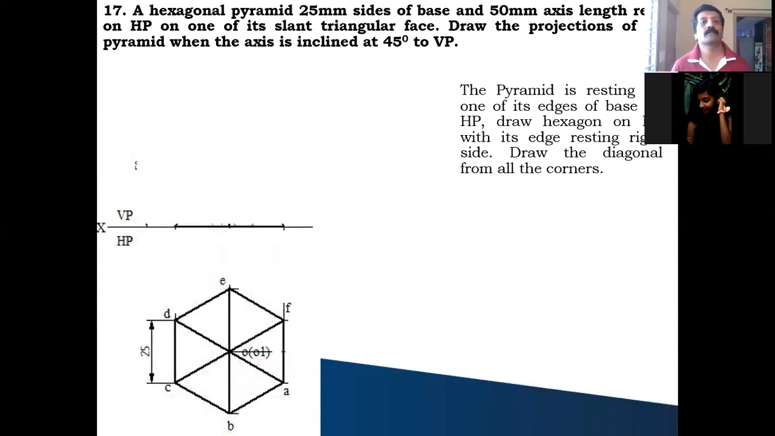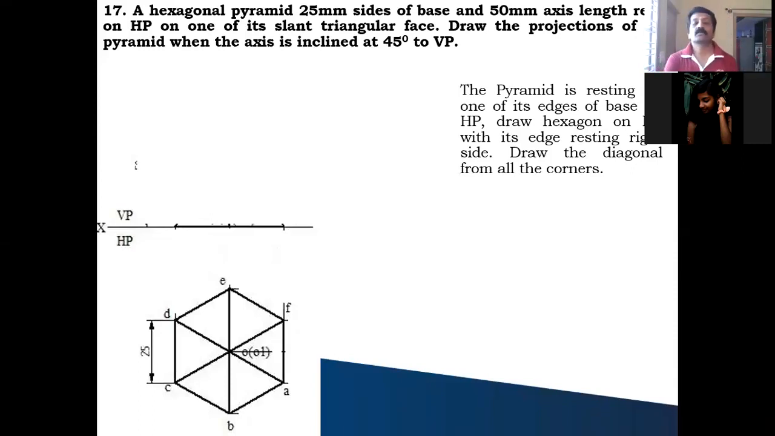So what is the question given? A hexagonal pyramid, 25 millimeter side of base and 50 millimeter axis length, rests on HP on one of its slant triangular faces. The triangular face where you are going to get the base edge. That means for the resting on triangular face condition, you have to take the edge condition in the initial position of the true shape diagram.